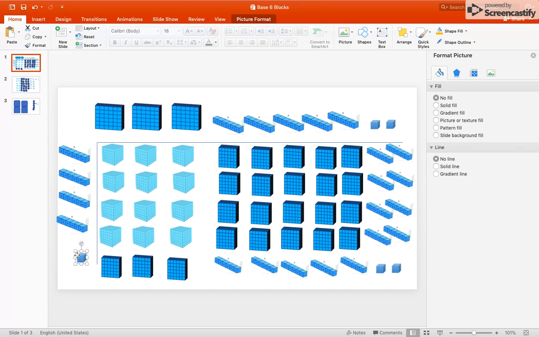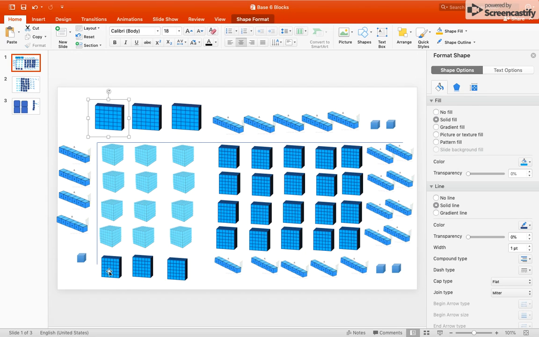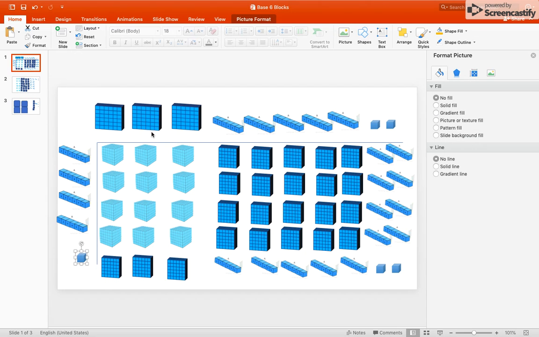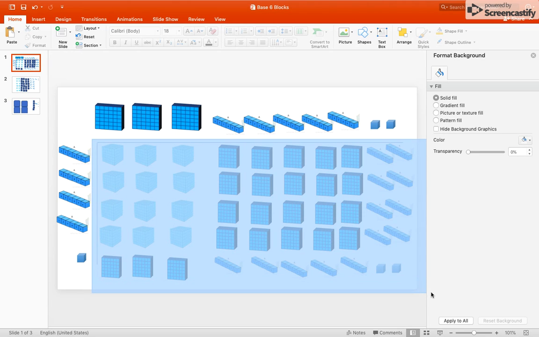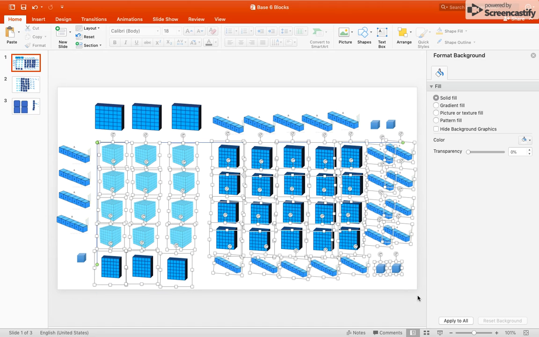Then we do our last row. 1 times 100 is 100, again and again. 1 times 10 is 10, repeated across the row. And then lastly, 1 times 1 is 1. So all of these pieces are our answer.